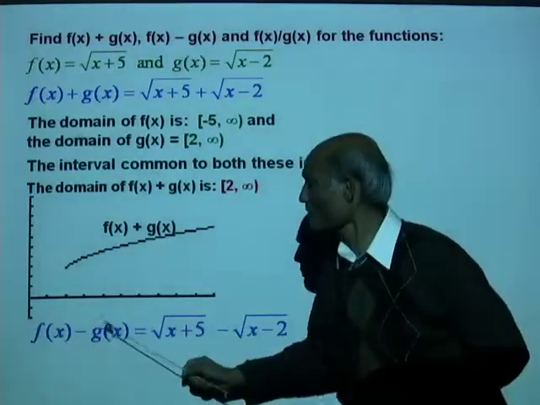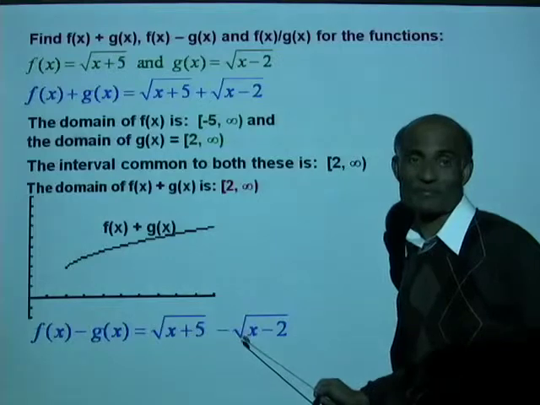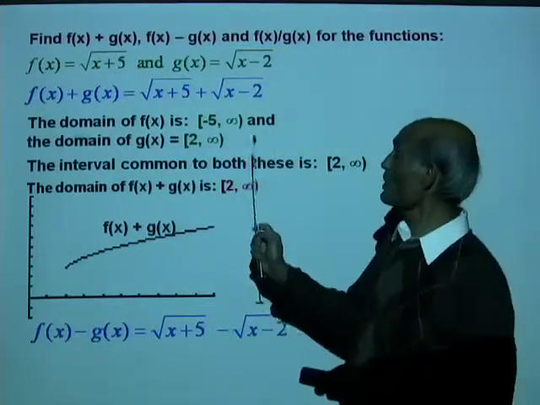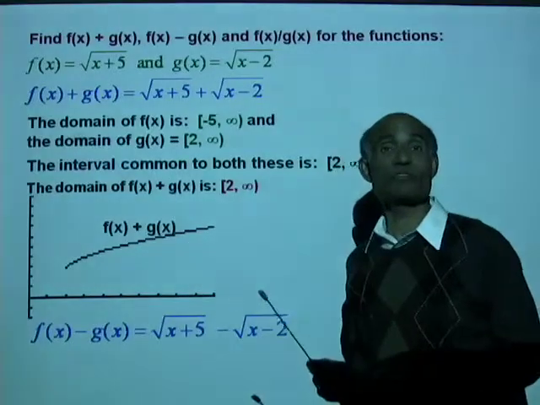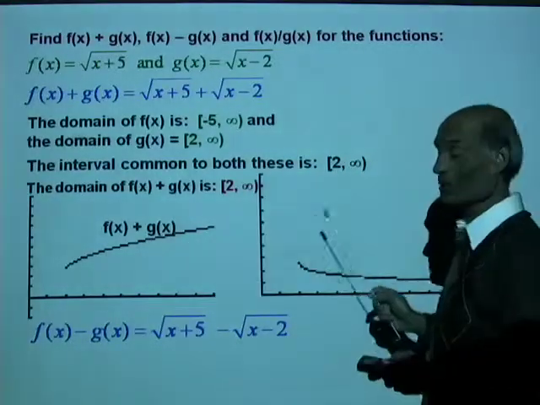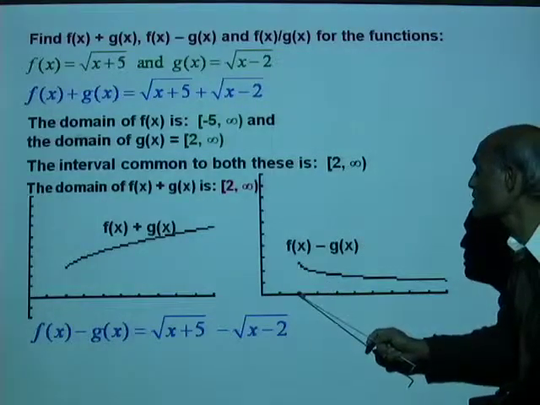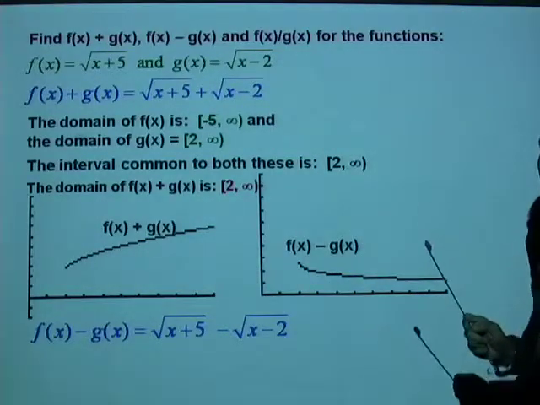How about f of x minus g of x? What is its domain? Is it different from the domain of f of x plus g of x? Not really. Look at the graph. f of x minus g of x, the domain is again 2 to infinity.